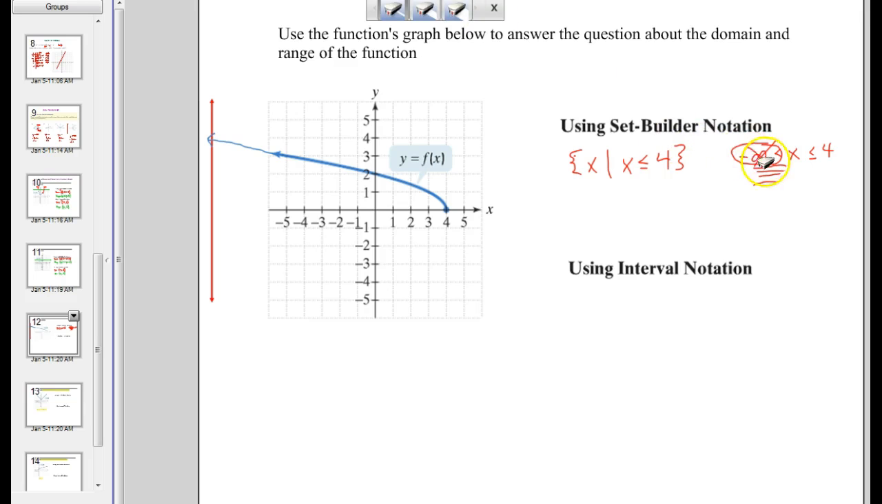And because it's omitted, what are we left with? We're left with just x is less than or equal to 4. Okay, so that's all we have to write when we write the domain here, when we have that one direction.